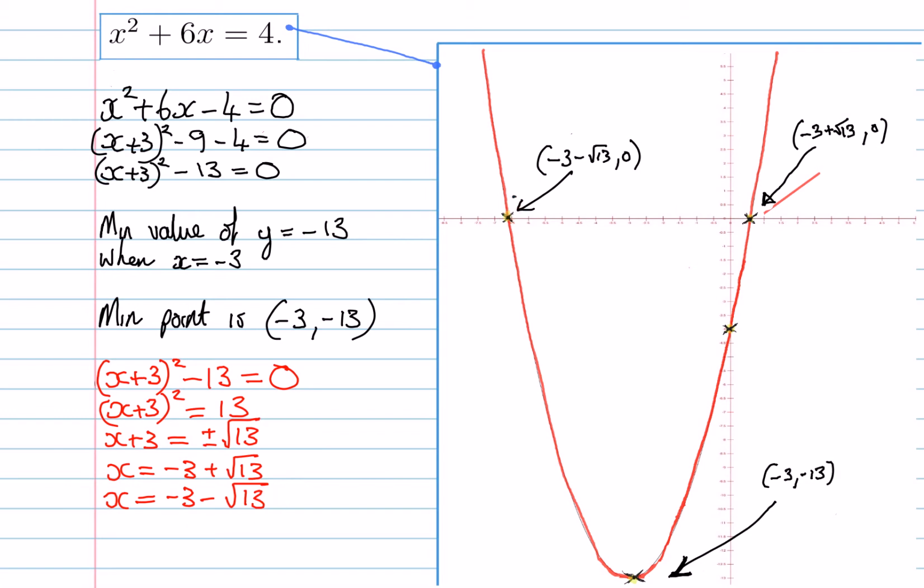is this root here. So you can see how completing the square can be useful to us when we're asked to draw the graph for a quadratic function. It'll give us our minimum value, and you can also then easily find the roots of the equation.